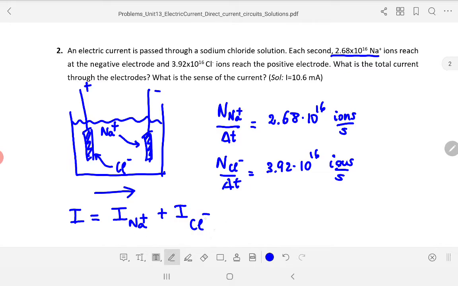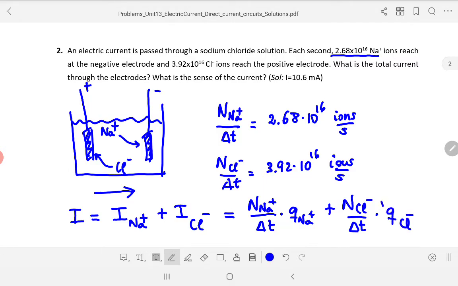Okay, to calculate this, we just have to apply the charge of each ion to the number of ions per second that we have. This is equal to the amount of ions that are flowing towards the right in the unit of time times the charge of each ion, plus the number of chloride ions that are flowing towards the left times the charge of the chloride. And here this is in absolute value because we've already taken into account the direction.